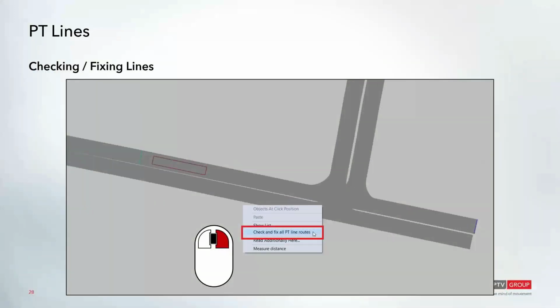And then similar to vehicle routes, PT lines also contain an option for checking and fixing any of the lines if they happen to get broken. This can be particularly useful if you're building up your network and you've created a whole bunch of lines, but then you realize you need to make a geometry change and maybe some of the links are getting moved or deleted. In this case, you can run this feature. You can right-click in the network editor and then select check and fix all PT line routes. That's going to run through the procedure, find any of those broken routes for you, and try to fix them and correct any of those missing linkages.